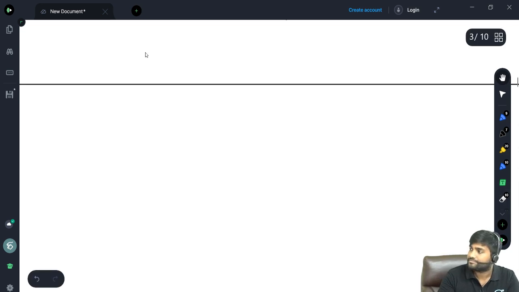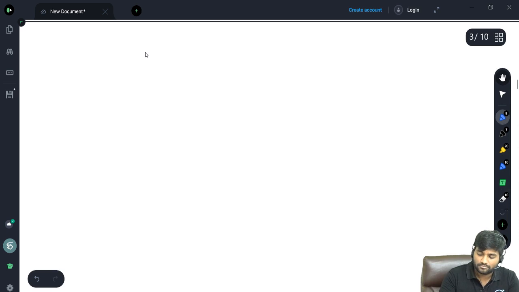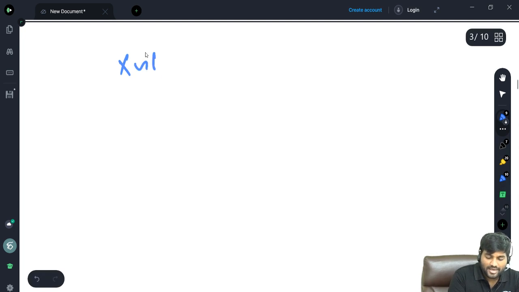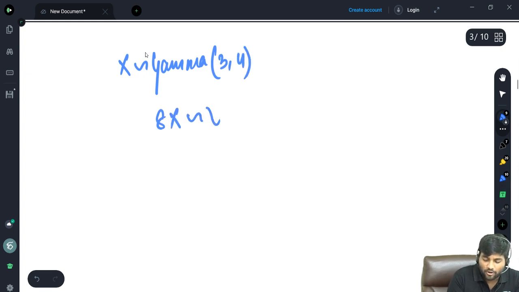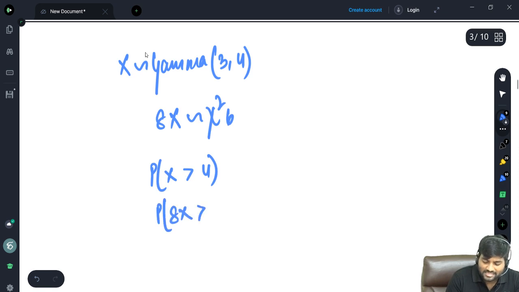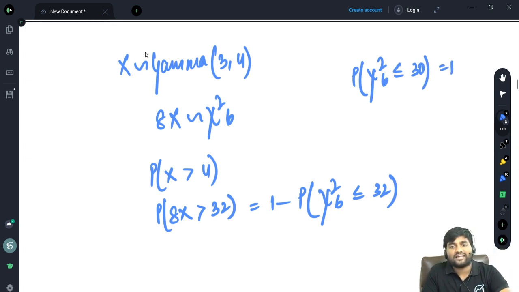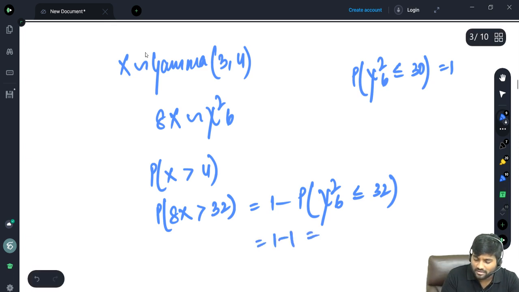Question number 38. Look at its part as well. X follows gamma 3, 4. 8x will follow chi square 6. Probability x is greater than 4, so probability 8x is greater than 32. 1 minus probability chi square 6 is less than or equal to 32. And from the table book we are getting probability chi square 6 less than or equal to 30 is 1. So if less than or equal to 30 is 1, then less than or equal to 32 will also be 1. So 1 minus 1, 0 is the answer.